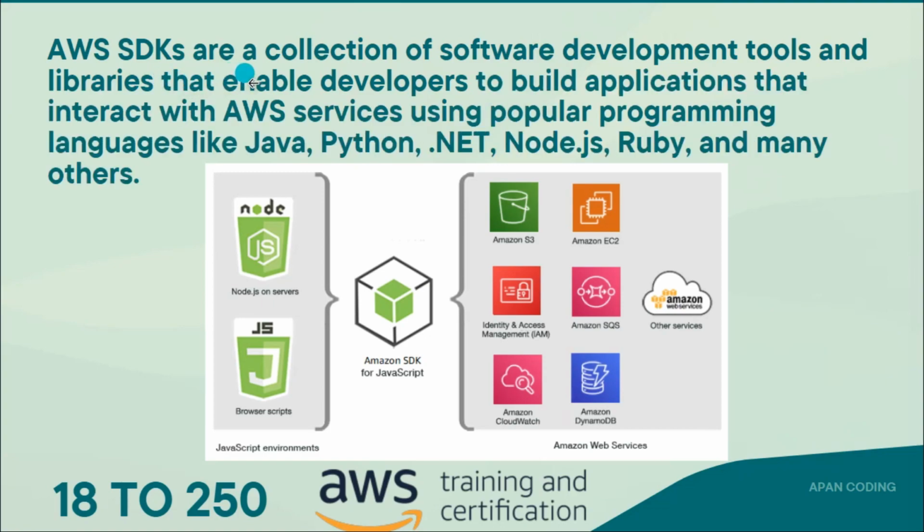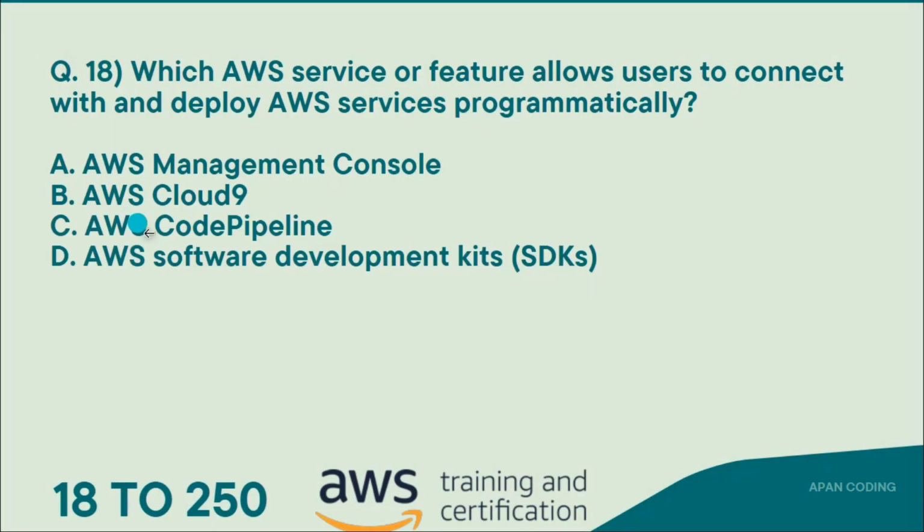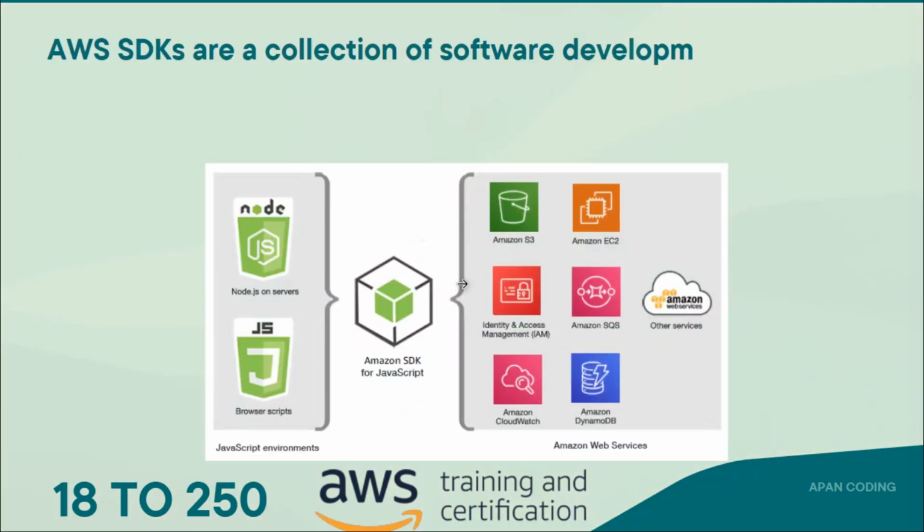AWS SDKs are a collection of software development tools and libraries that enable developers to build applications that interact with AWS services using popular programming languages like Java, Python, .NET, Node.js, Ruby and many other languages. So the answer will be the AWS Software Development Kit, right? Now moving on to question number 19.